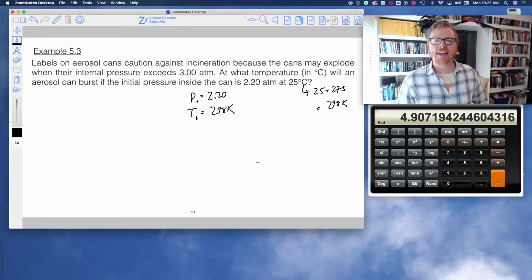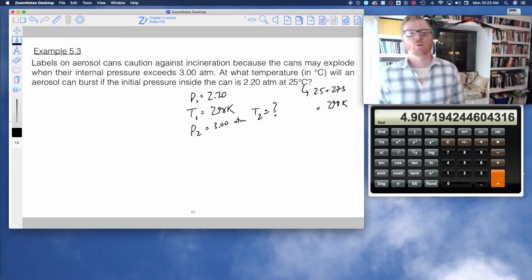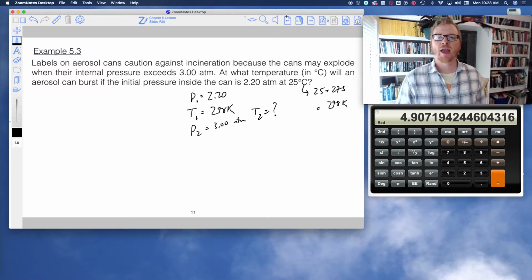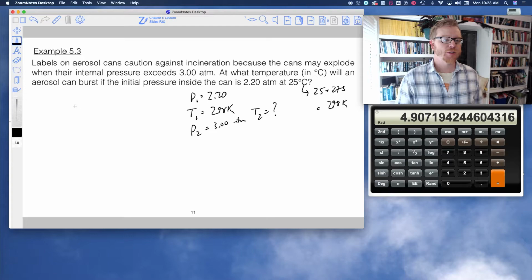Okay, and now I'm going to say P2 equals 3.0 atm, and I want to solve for T2. That's going to tell me at what temperature this can will burst, okay? And let's remind ourselves, Amontons's law is P1 over T1 equals P2 over T2. So I like to do the algebra first. I like to get the equations all arranged in the way that I want. So now I'm solving for T2, okay?